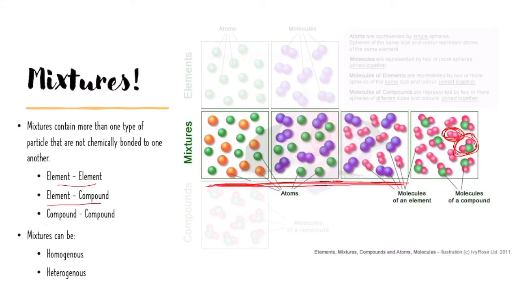And then we could have a compound-compound mixture. I don't have a picture to show you this, but let's say we had water, H2O, mixed with carbon dioxide. That would be a compound-compound mixture if we had those 2 compounds mixed together in the same container. Okay, and then mixtures can be broken down into either homogeneous mixtures or heterogeneous mixtures, and we'll talk about those on the next couple slides.